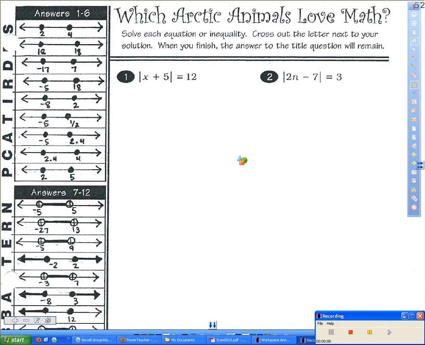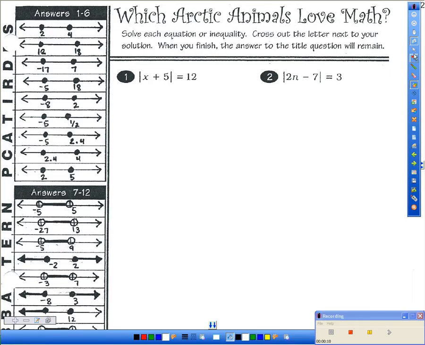Tonight's homework assignment comes from the puzzle page that looks like this. It says, which Arctic animals love math? So on these problems, what we're going to do is solve the equation or inequality, and then we are going to cross out the letter next to the graph of the solution for that problem. What you'll be left with is the answer to the question at the top.